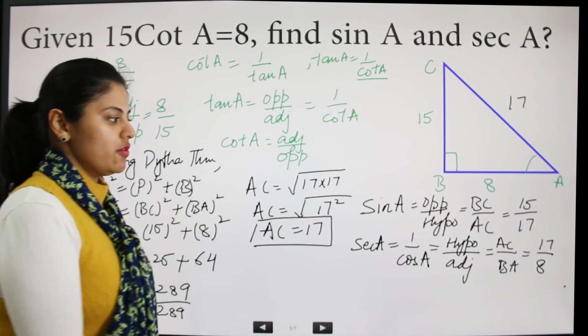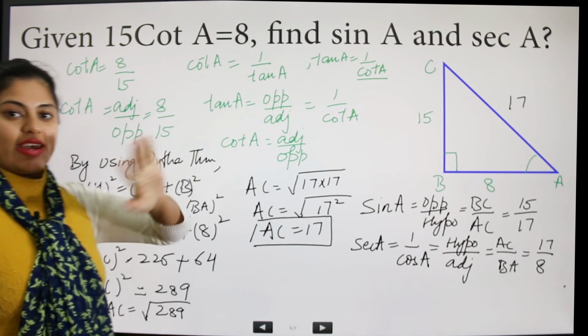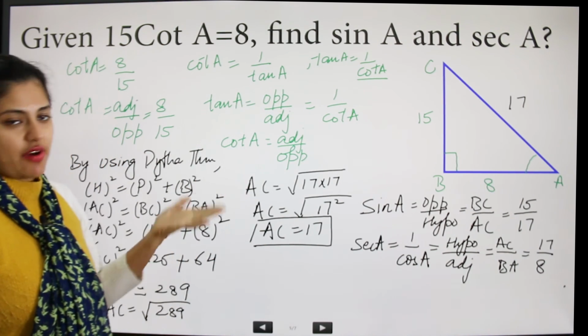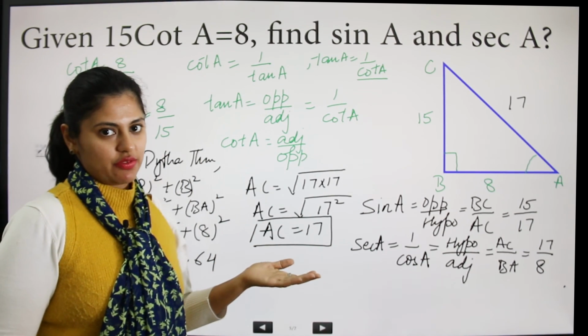So here are the values of all the other trigonometric ratios. If you know one, you can find all the other 5, so basically a total of 6 are there.